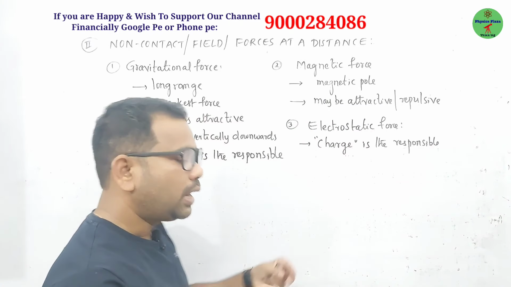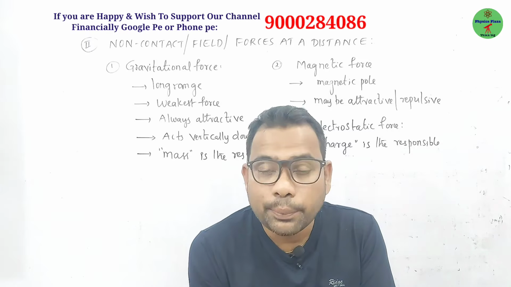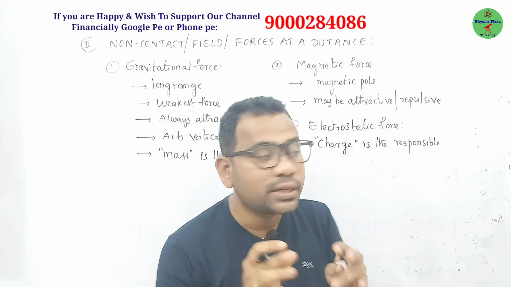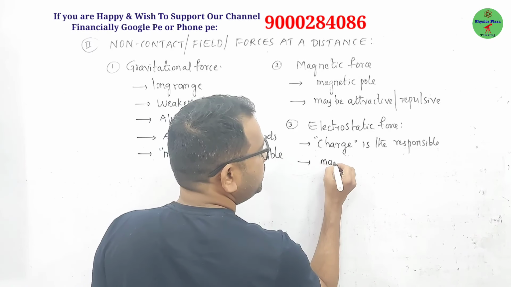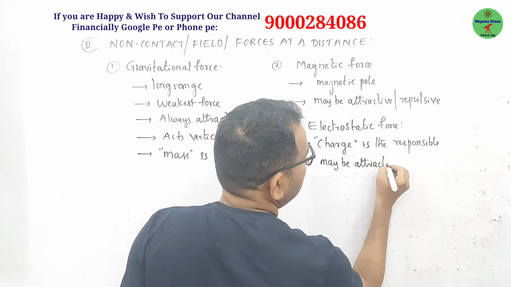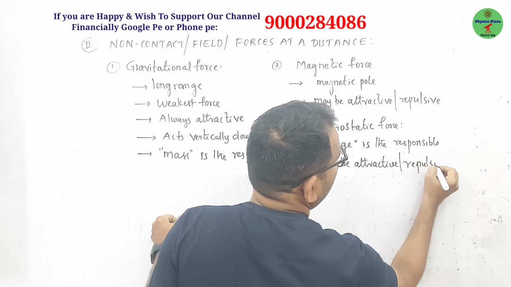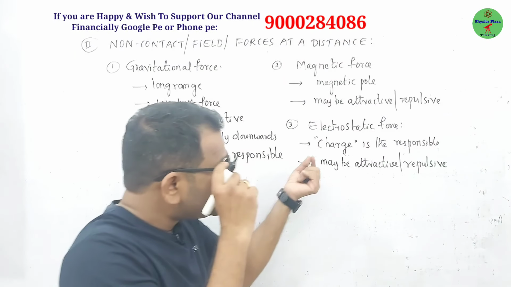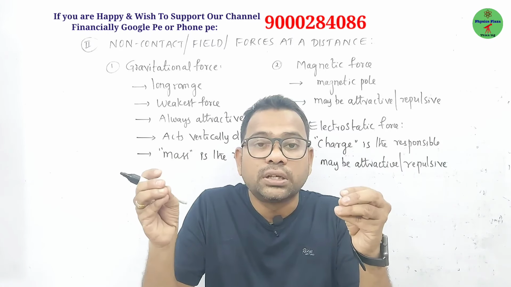Here also, positive charges repel each other, negative charges repel each other, but positive and negative are attracted. So which means what here? Electrostatic force also may be attractive or repulsive. It depends on the polarity. Even for this electrostatic force, as you move far from the charge, the strength decreases.